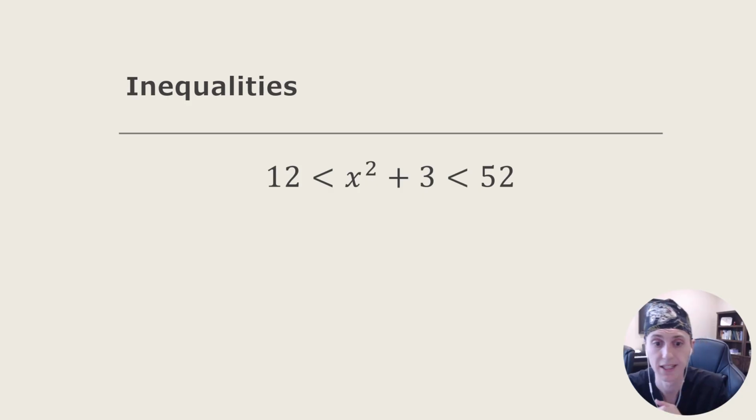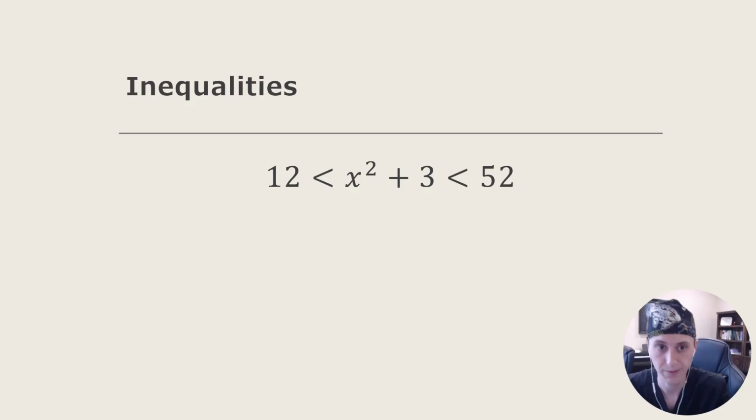So this one, x squared plus 3 is greater than 12 and less than 52. So the way that you solve these is still using the golden rule, but now it's not what you do on one side, you do to the other. Now it's whatever you do on one part, you do to all three parts. And again, the goal is still to isolate x. So for this one, we should subtract 3 first.